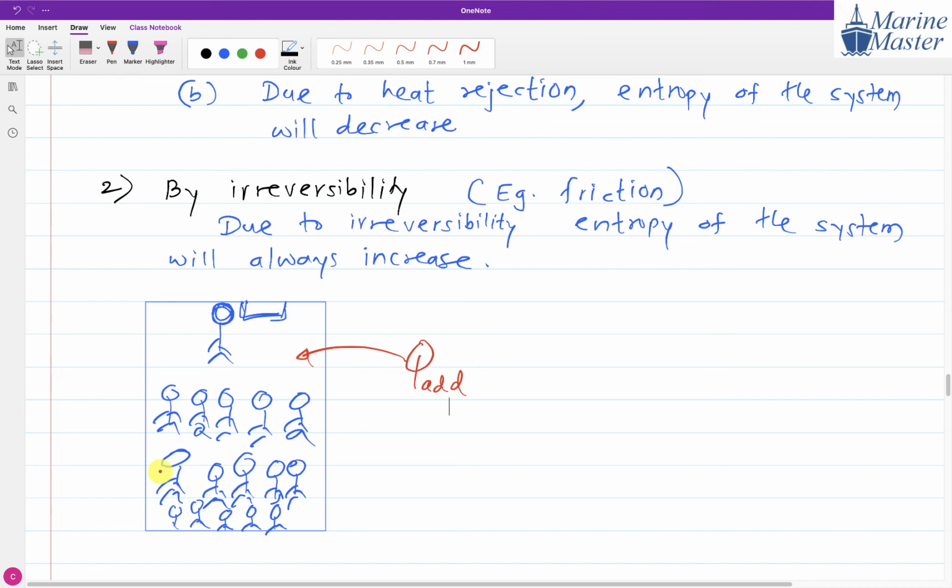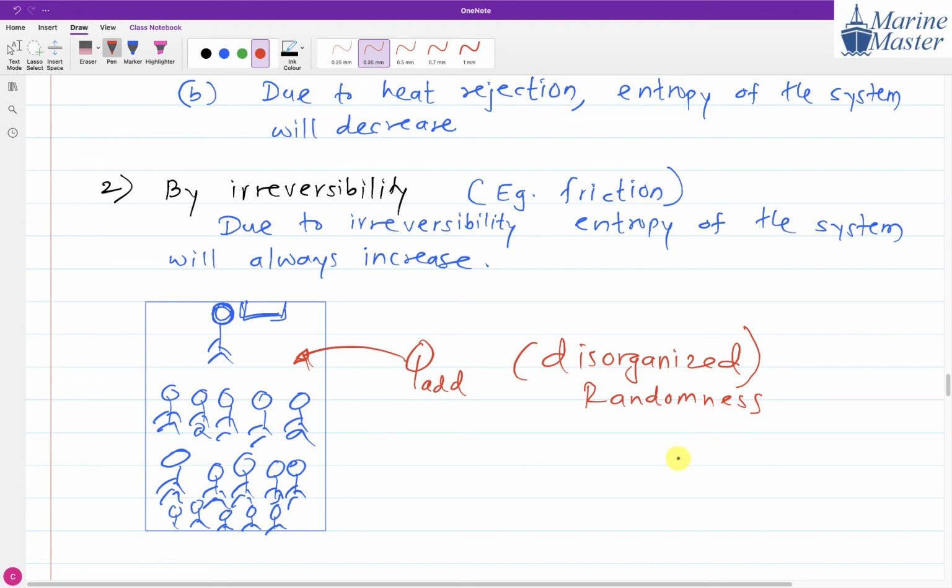Everything in the classroom is random or disorganized. Things will not be organized because the teacher will not be able to teach properly. If the teacher cannot teach properly, students will not be able to listen properly. So everything in the classroom will become disorganized due to heat addition. Disorganized means not properly organized, things are random. So due to heat addition, the randomness of the classroom is going to increase.